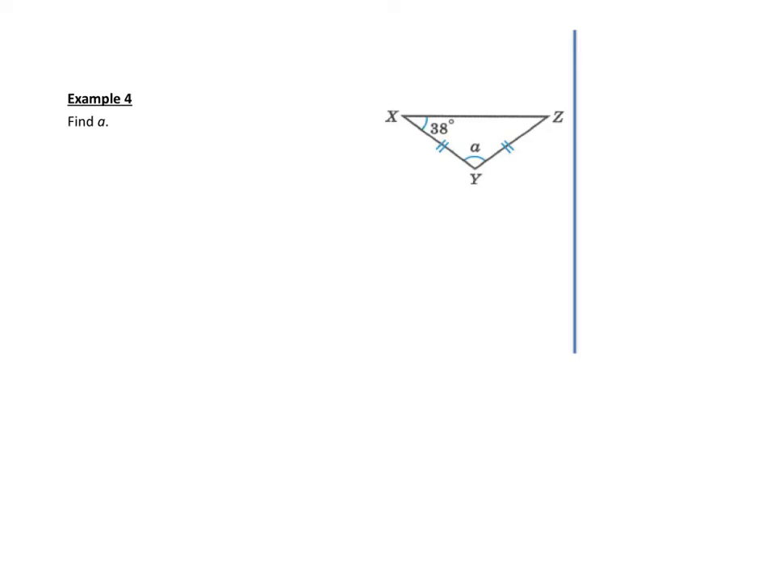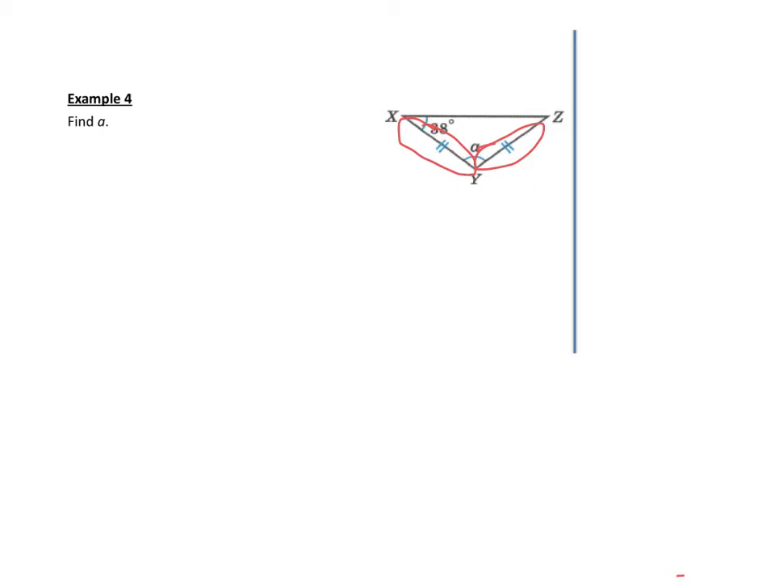Now we go to example 4 of chapter 8.2. For 8.2, we are discussing the properties of the isosceles triangle. What is an isosceles triangle? It means that a pair of sides of the triangle are equal, just like in example 4, where we see that XY is equal to YZ.